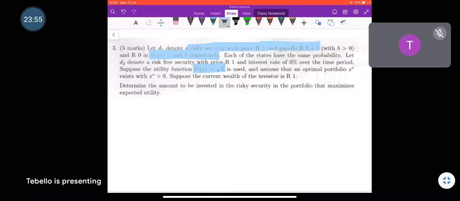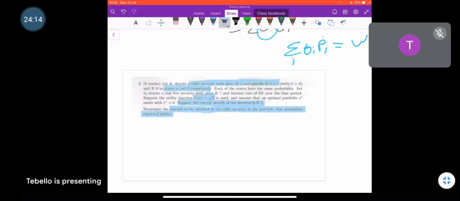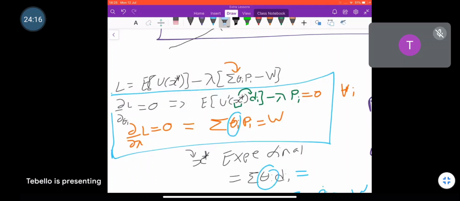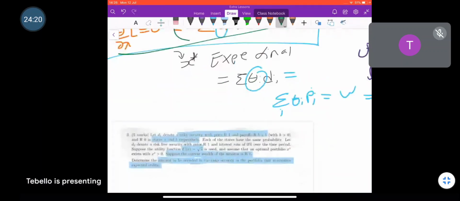Suppose that this person's current wealth is equal to 1. So determine the amount to be invested in the risky security in the portfolio that maximizes utility. This question wants you to use these things over here. It's basically asking you to use these things. So this is what they are asking from you.